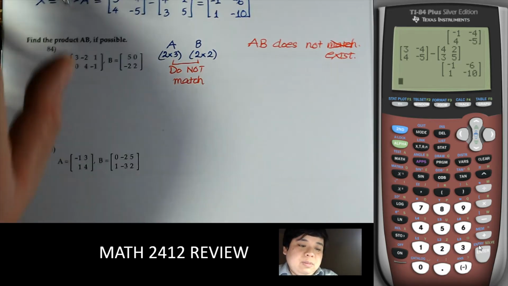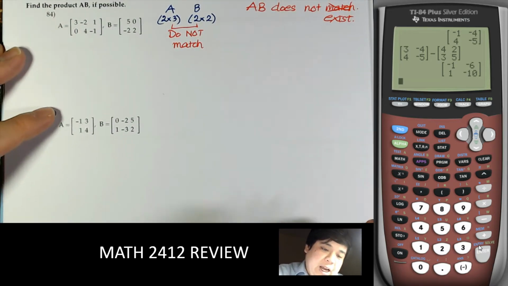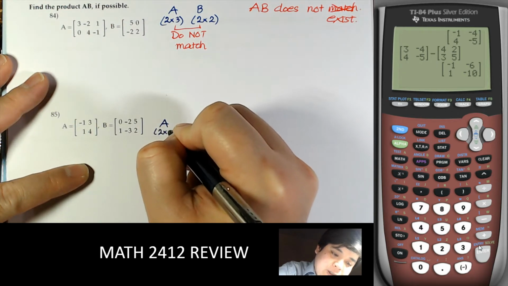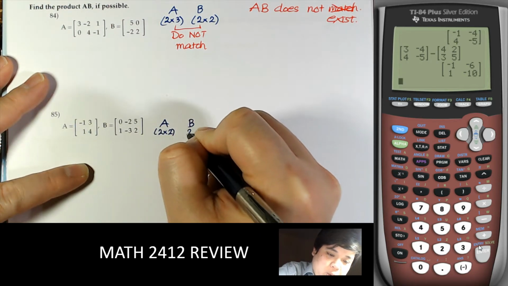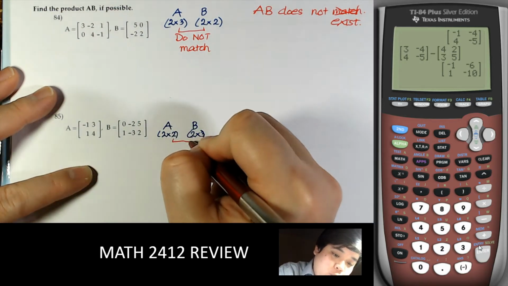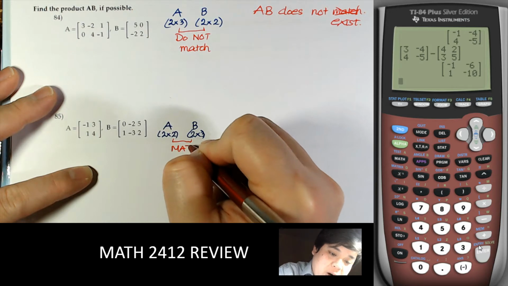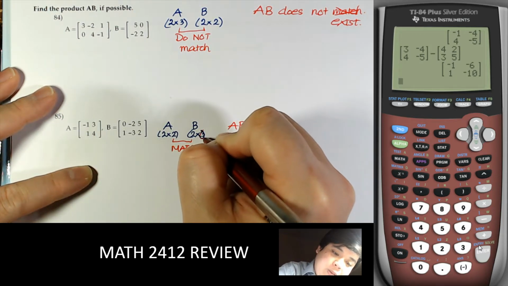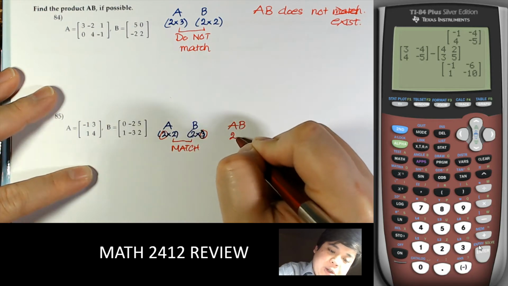Next, A times B. A is a 2 by 2. B is a 2 by 3. The middle numbers do match, so this is good. The product exists, and so we have AB. The product is going to be the outside numbers. It's going to be 2 by 3.